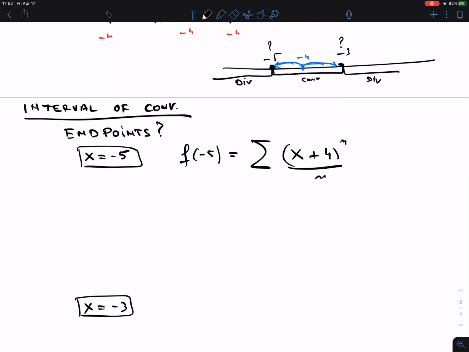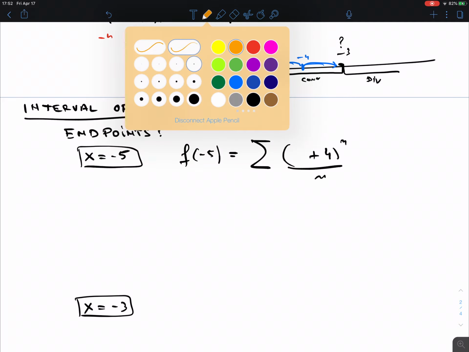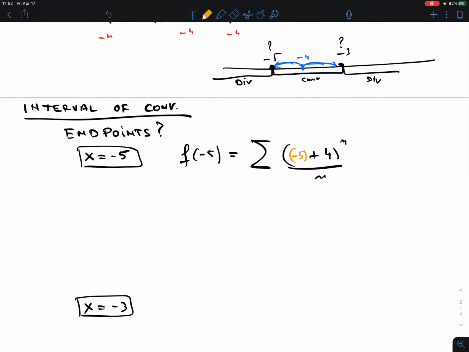So x is now -5. Sorry, I'm not completely done here. So this x now becomes -5, in a different color here. So what does it give me? Now I get a good old series, the one that we are used to, because now -5 plus 4 becomes -1, right? Summation of (-1) to the power n over n. I kind of remember this. This is the alternating harmonic series.